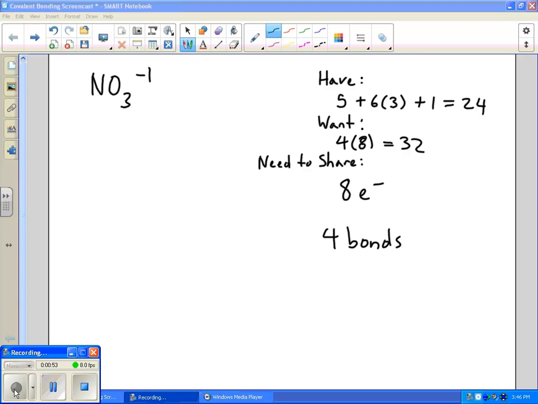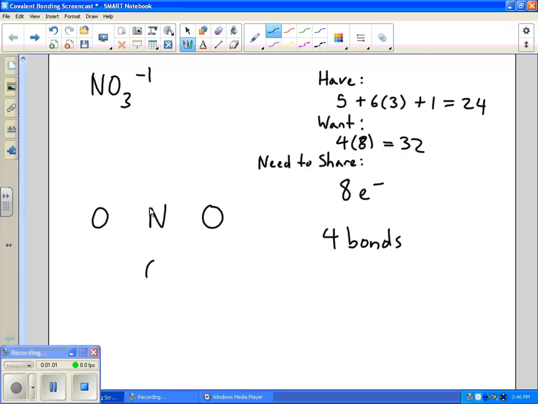To show the actual bonding, we're going to start by drawing the skeleton formula. With the nitrogen in the middle, there's going to be 3 oxygens around it. Because we share 8 electrons, we're going to first start with a single bond in each place. 2 here, 2 here, and 2 here. To make 8, one of these bonds has to be a double bond. So we're going to put it on the right side.